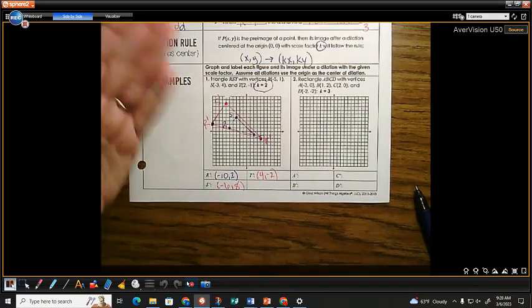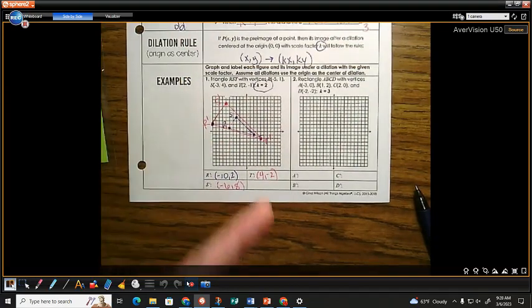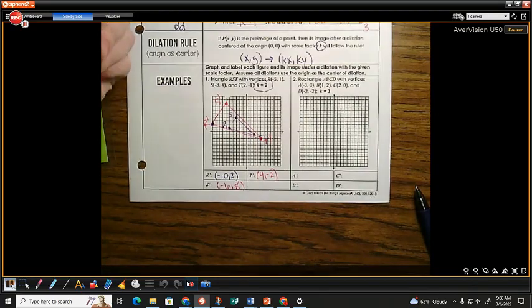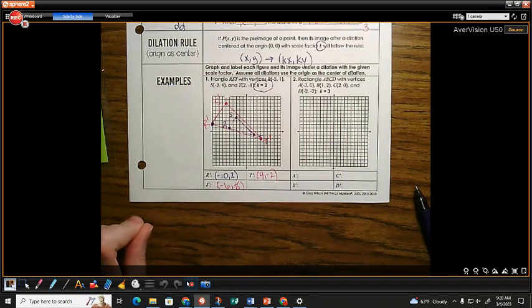Sometimes your pre-image will be inside, sometimes it'll be outside, sometimes they overlap. Weird stuff happens. This one happened to be inside. All the sides are parallel. All of the sides are parallel.